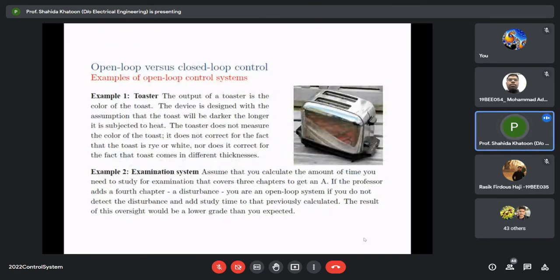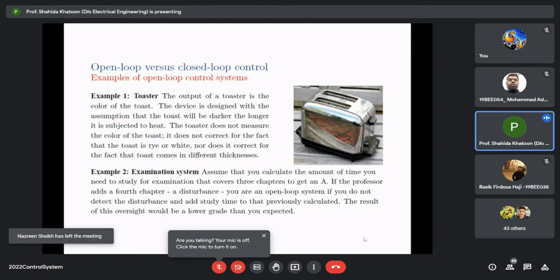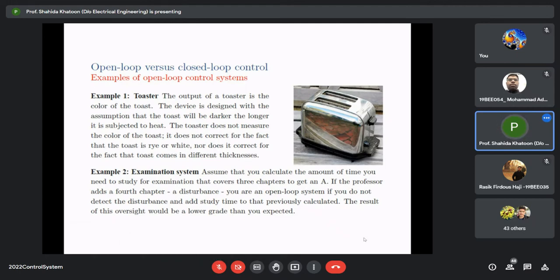So, open loop versus closed loop control. An example of an open loop control is a toaster. The output of a toaster is the color of the toast. The device is designed with the assumption that the toast will be darker the longer it is subjected to heat, right? The toaster does not measure the color of the toast. It does not correct for the fact that the toast is not yet brown, nor does it correct for the fact that the toast comes out in different thicknesses, right?